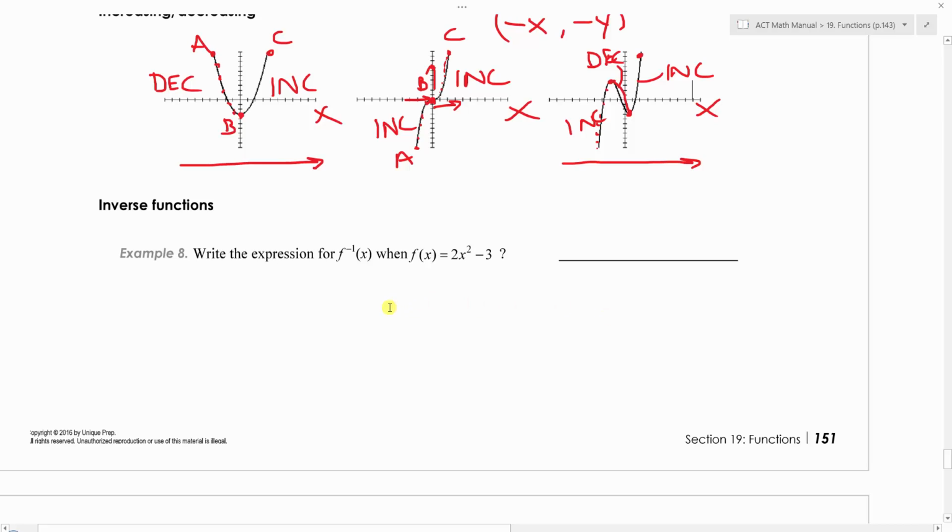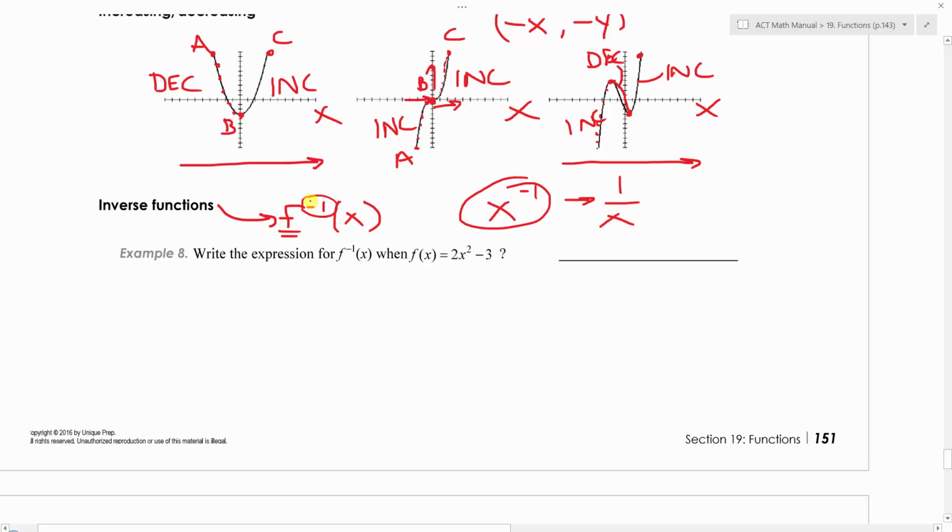Inverse functions show up very rarely on the ACT. First of all, you do need to know that the notation for an inverse function is this. So if you ever see f negative 1 of x, you should keep in mind that this negative 1, when it is in function notation, does not mean the same thing as when you see it just above a variable. That is an exponent and indicates a reciprocal.